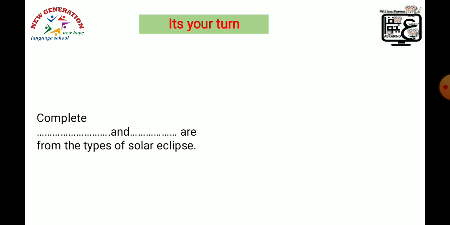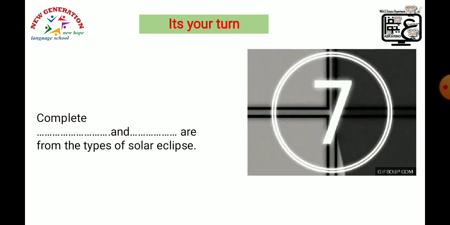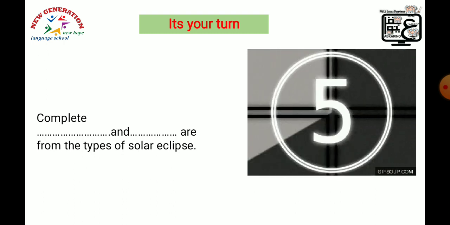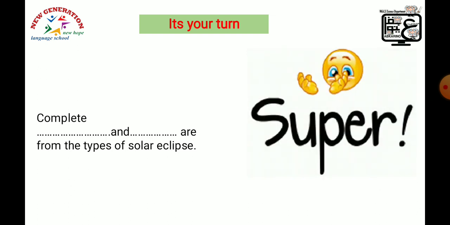And now it's your turn. Complete this question for Malak Ikromi. Space and space are from the types of solar eclipse. And you have 8 seconds, okay? Yeah, super excellent. Clap your hands for Malak. You're amazing, Malak.